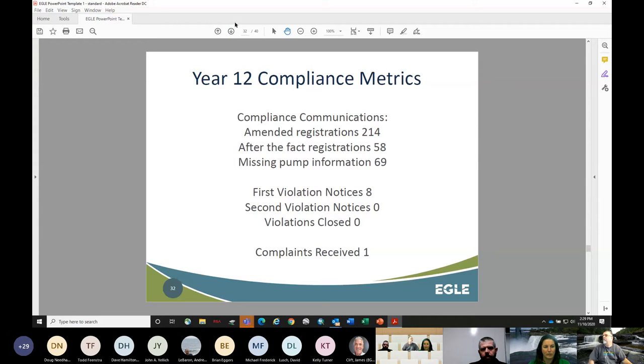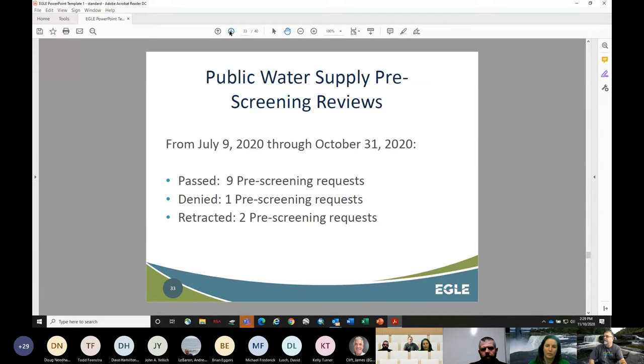Public water supply pre-screening reviews for July 9th through the end of October. Jill authorized 9 of those, denied 1, and 2 of those were retracted by the applicant. So that's essential. Pre-screening reviews are essentially the equivalent of an SSR, but done for Eagle Drinking Water Division under the Safe Drinking Water Act.